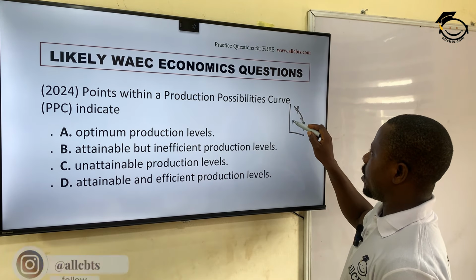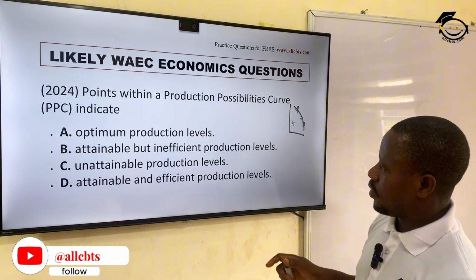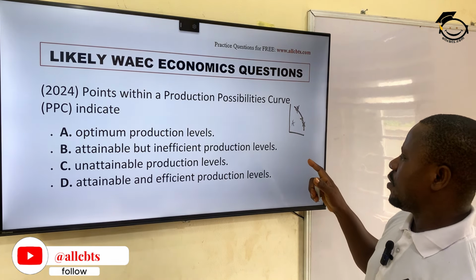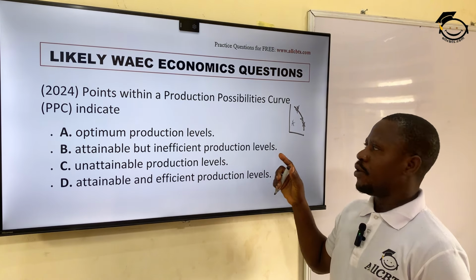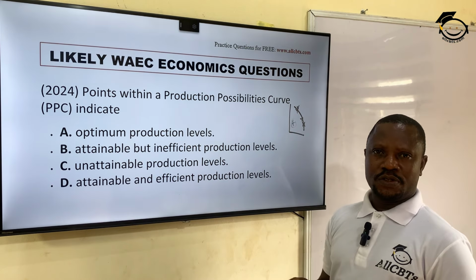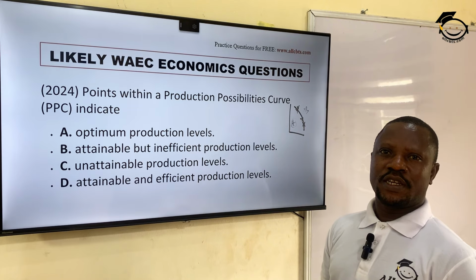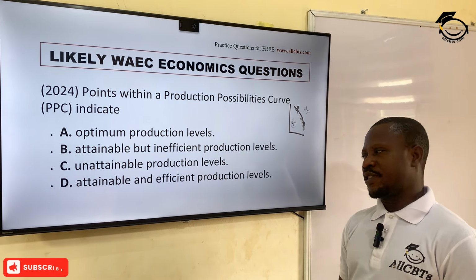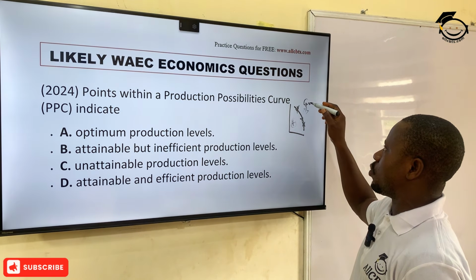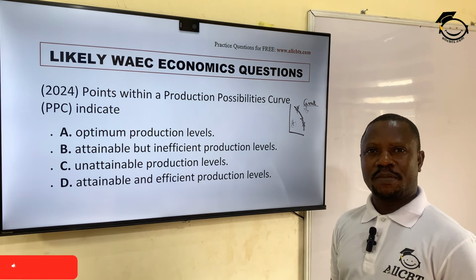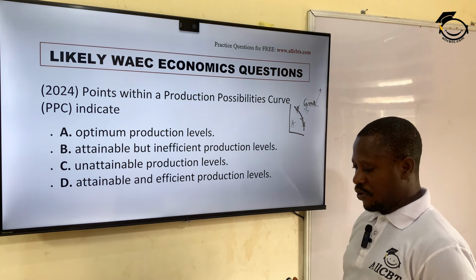And any point like A that is inside the curve, we say that it is attainable, but there is an inefficient production level. All the available resources are not fully utilized. And when we come outside the curve, like B, all the resources are fully utilized. There's an efficient production level at this point. In fact, at this point, we now experience growth. And when this growth is properly sustained and managed, it will eventually lead to what? Development. Remember, there's a difference between economic growth and economic development.